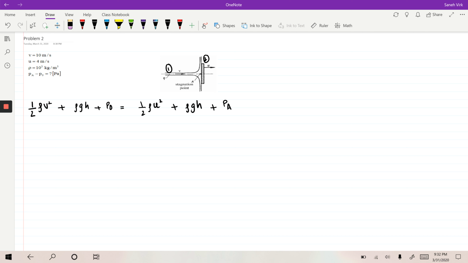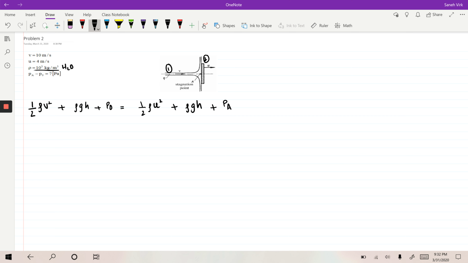So let's see what's the information that we're already given. So we have velocity, that's 10 meters per second. For v, we have u, which is going at 4 meters per second. Then we have density. What does this density tell us? That this is water. The liquid that's flowing is water. And we are trying to find PA minus P naught.